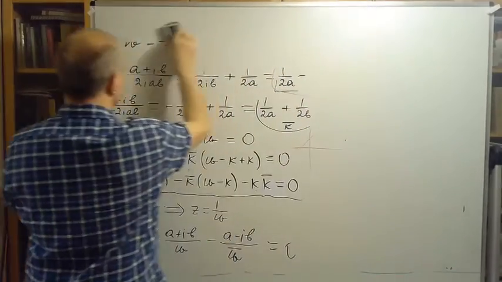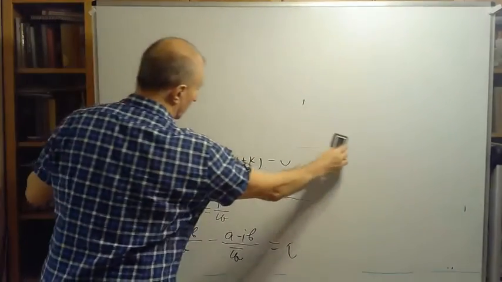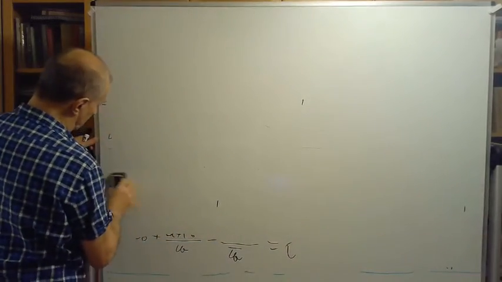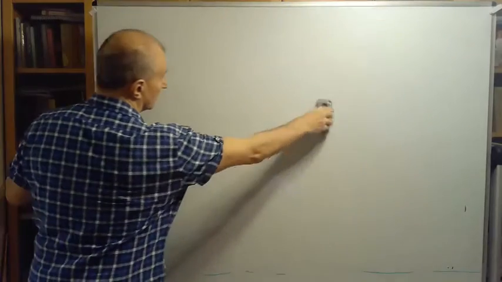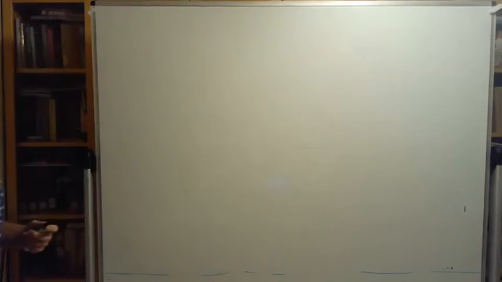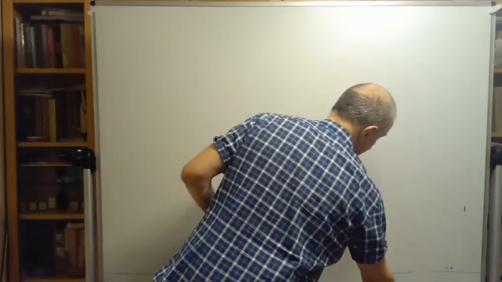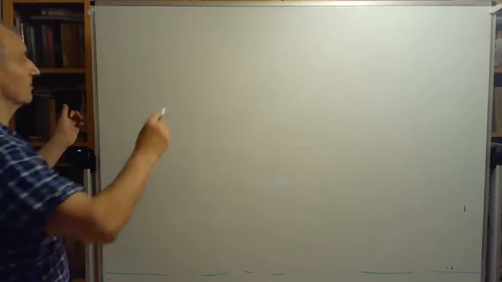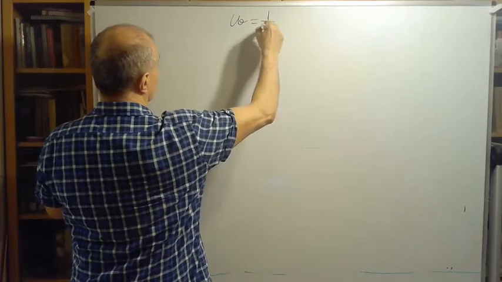What is conformality? Conformality is the preservation of angles. Yes, we discussed it already for other transformations, and now we would like to discuss the conformality of inversion, 1 over Z.